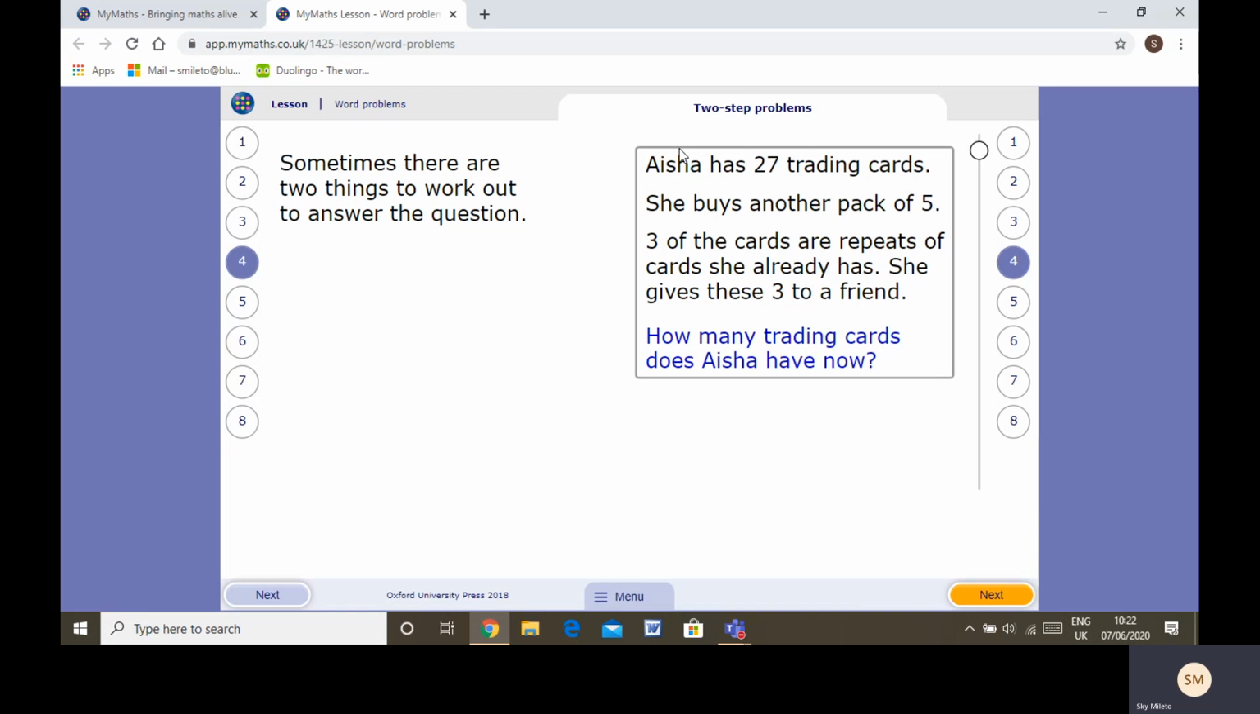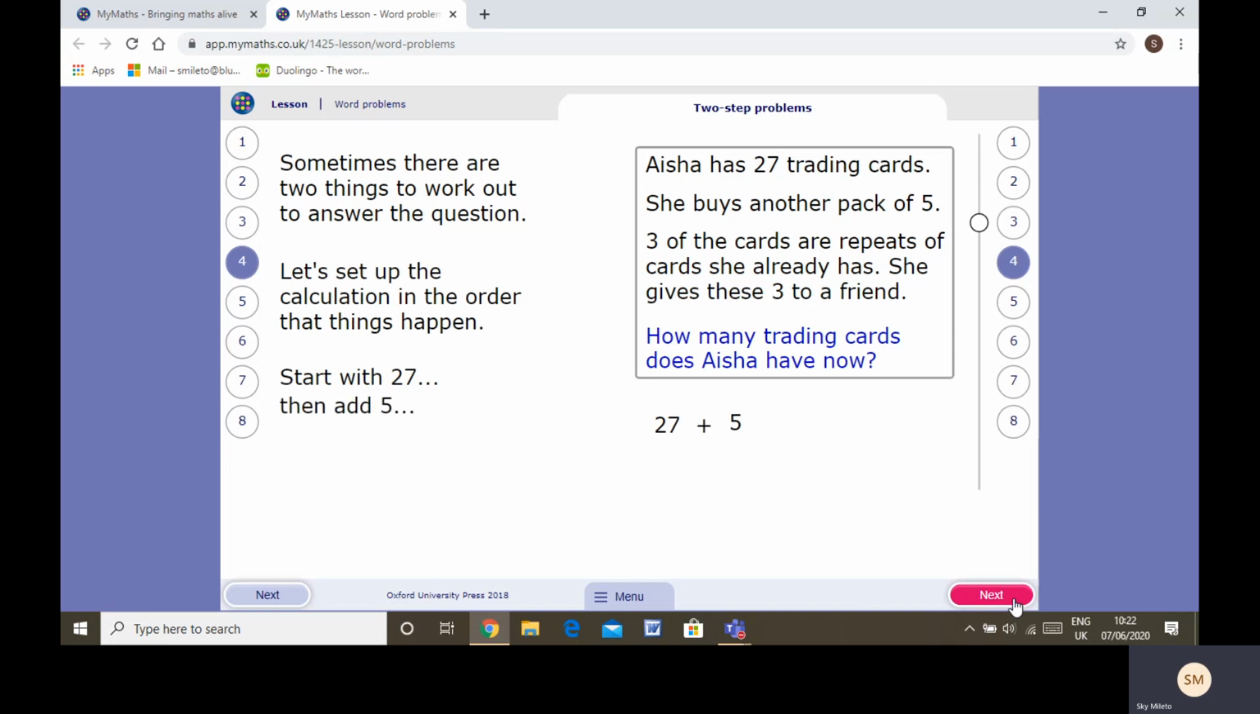So the first thing we need to work out is, when she has 27, how much does she have after she buys another 5? So the first thing we're going to do is an addition. And then, after we've done that addition, we know she gives 3 to a friend, because she already has them. She gives away those 3. So then we add on a subtraction. So we can do 27 plus 5 and then take away the 3. Or we could do the 5 take away 3 and then add the answer onto 27. It's absolutely up to you. But the answer would be 29 either way. Aisha will have 29 cards.